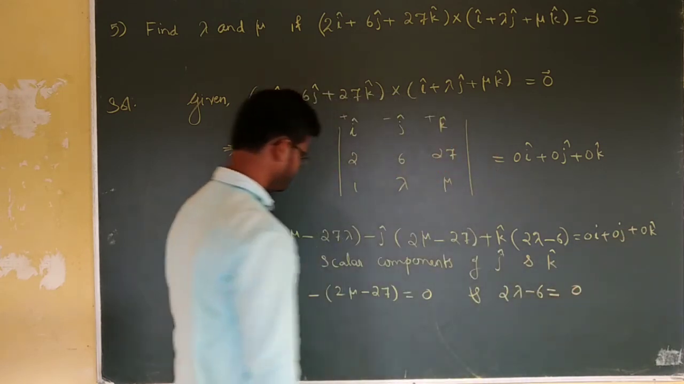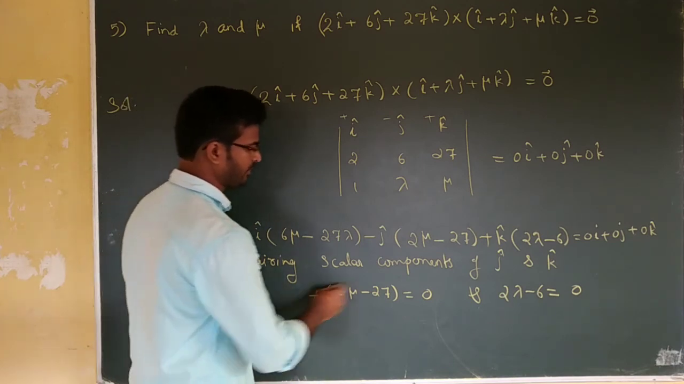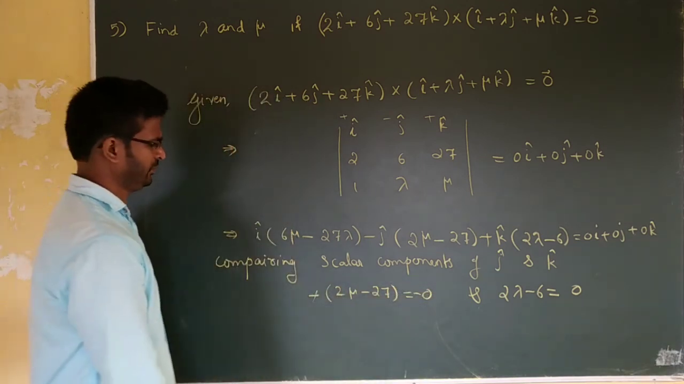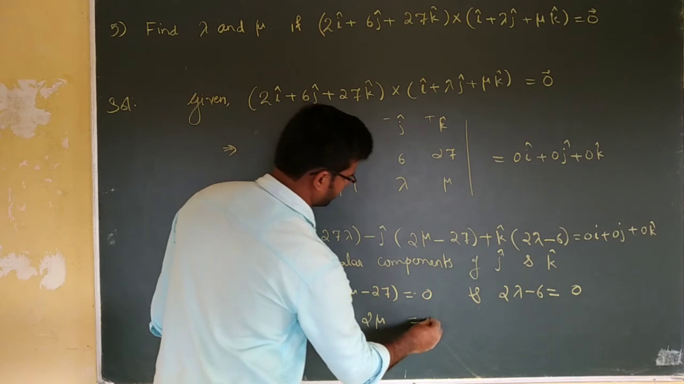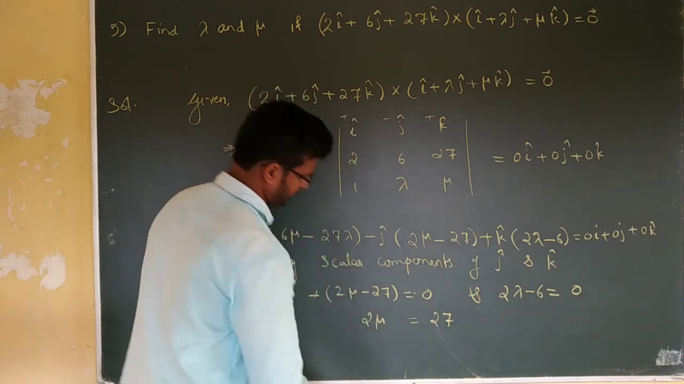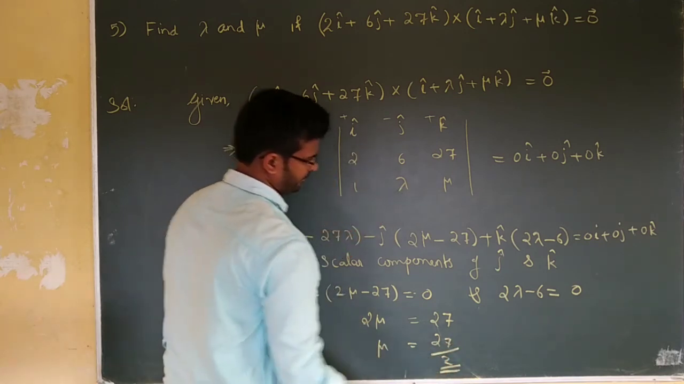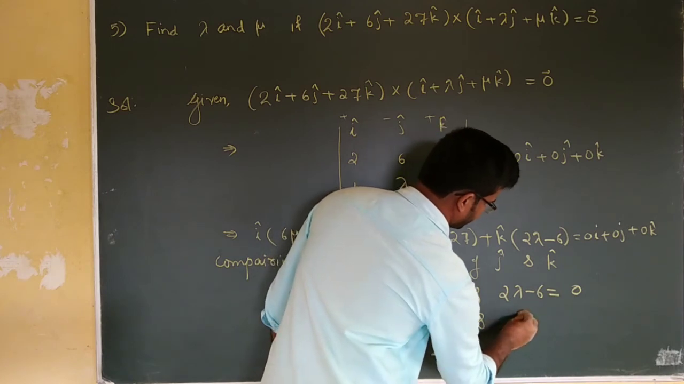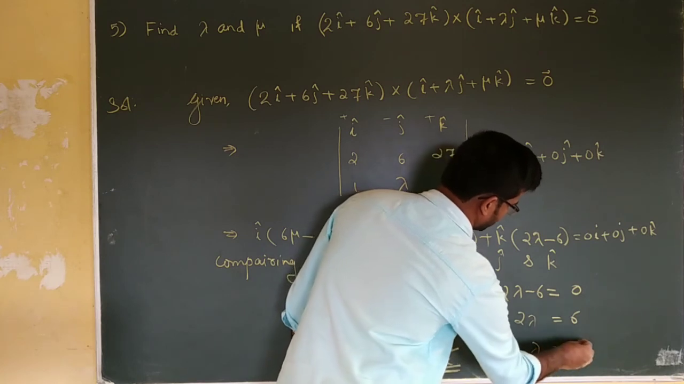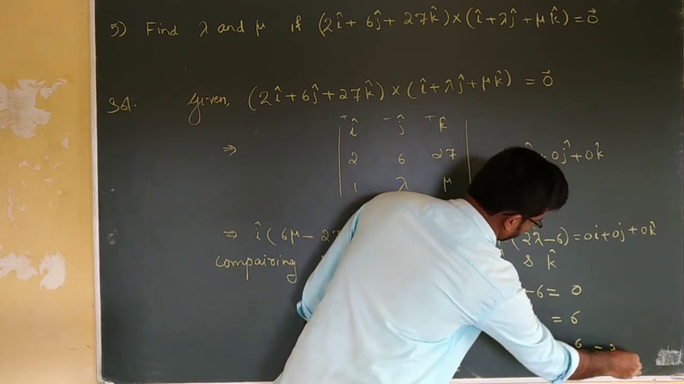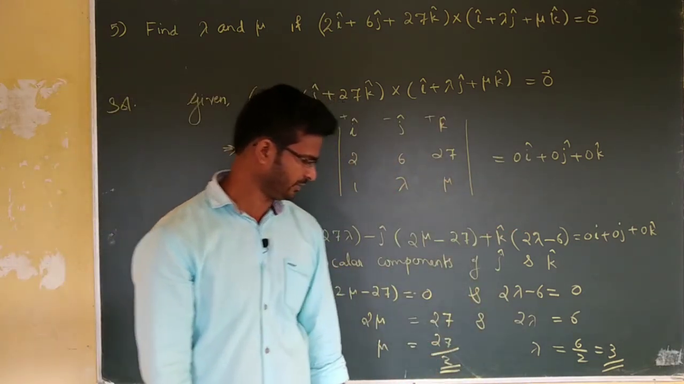Then this minus no need to write, isn't it? This minus, if you bring to the right side, that will be minus 0. No problem. Then 2 nu equal to minus 27, bring to the right side, plus 27. Nu equal to 27 divided by 2. Okay, and in here 2 lambda equal to minus 6, bring to the right side, plus 6. Lambda equal to 6 divided by 2 equal to 3. And we got the answer: lambda is 3, nu equal to 27 divided by 2.